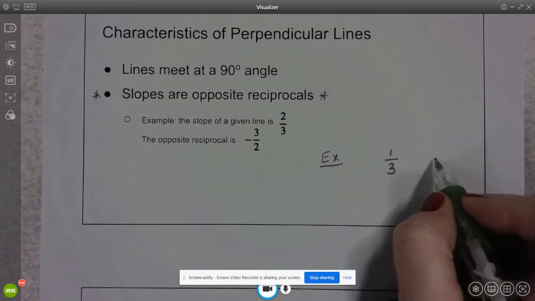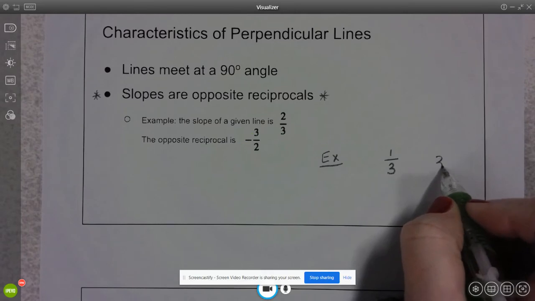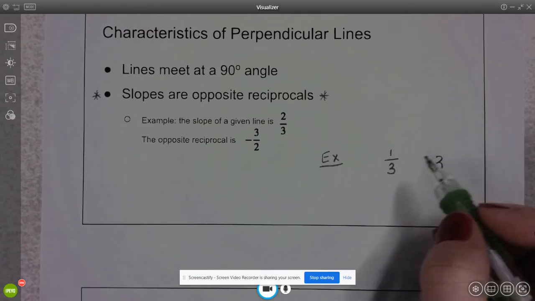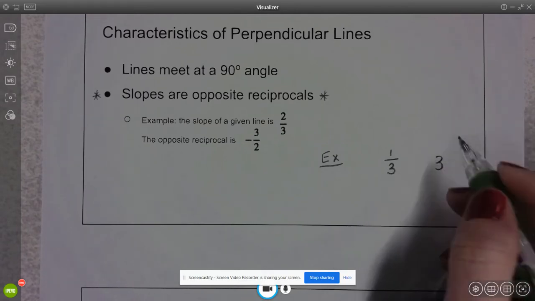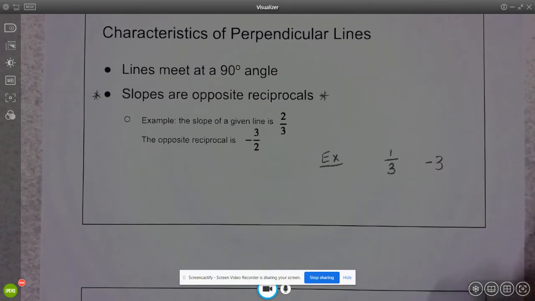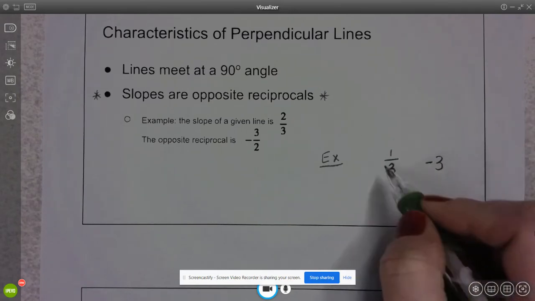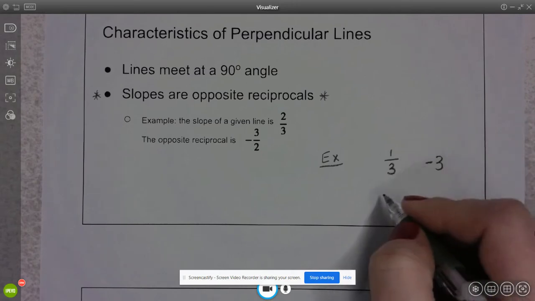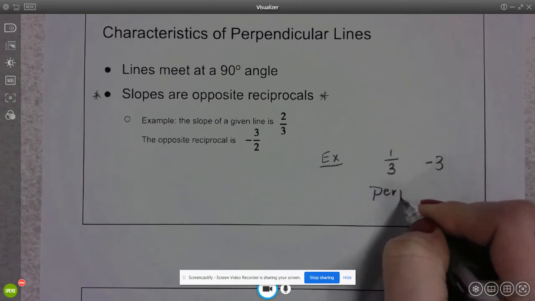So this would be 3 over 1, or just 3. Then this one was positive, so the second one would be negative. So these two slopes, these would be perpendicular.